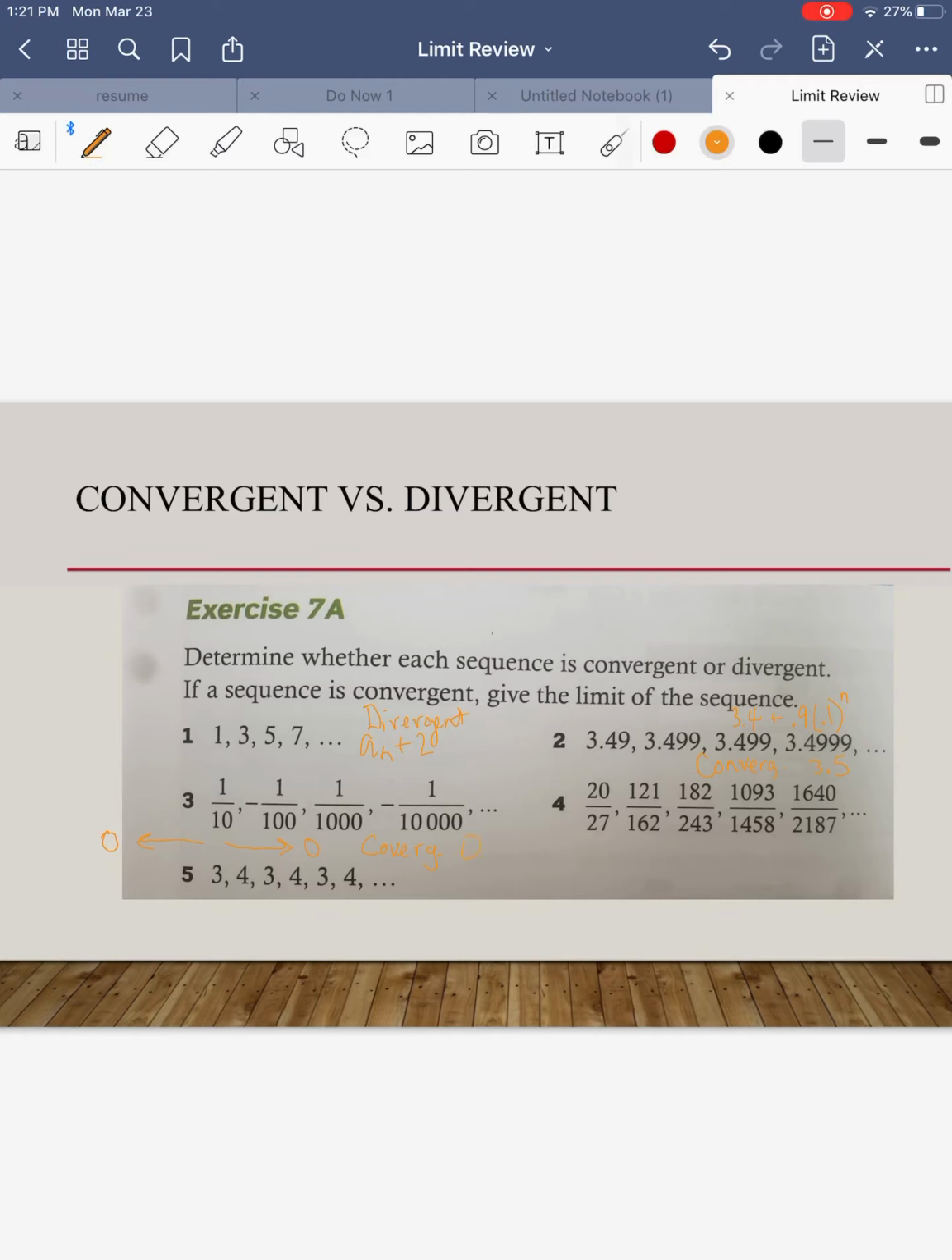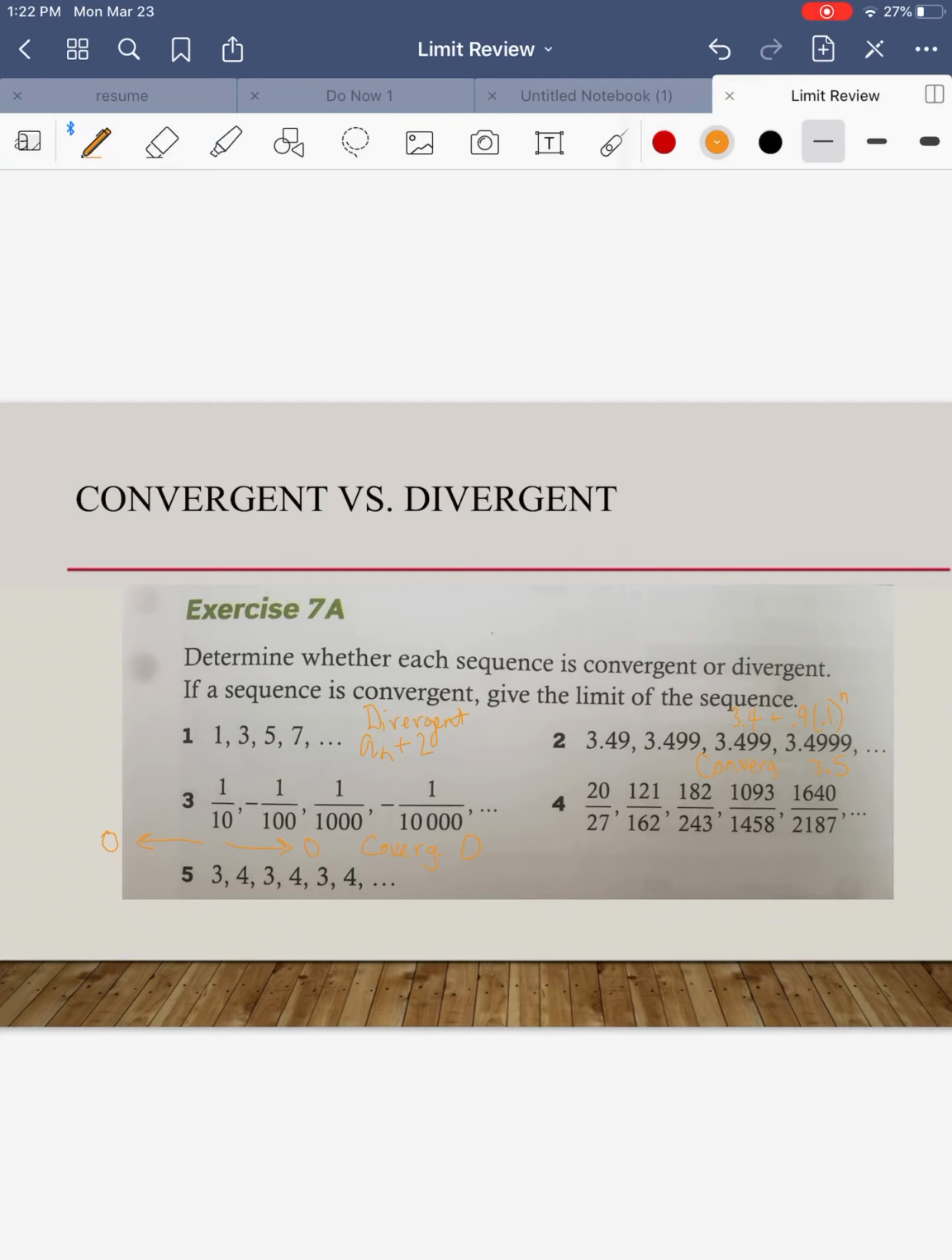Okay. And then 20 over 27, we would have to just put in our calculators. So let's see what 20 over 27 is. Go ahead and put in your calculator. So I get 0.74. 121 over 162. You get 0.7469.